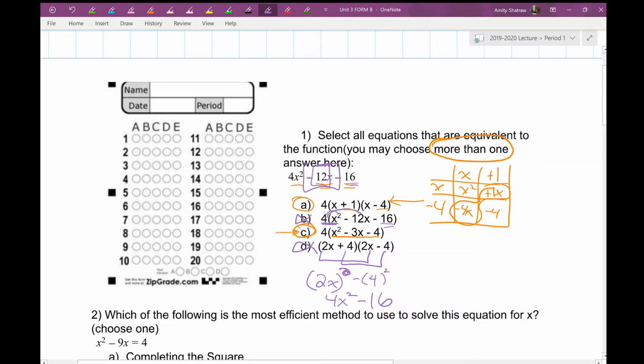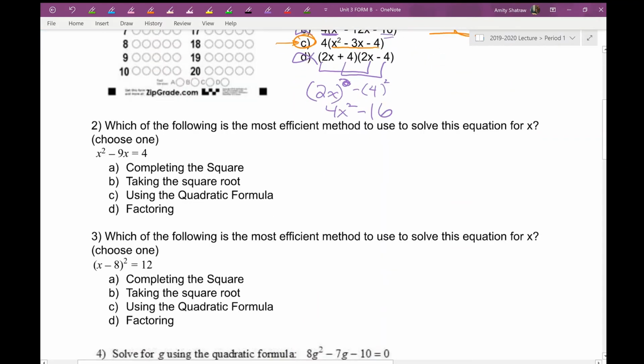Okay? So when you do a retake of this particular question, you may need to actually multiply every single thing out in order to get the correct answers. There is definitely going to be more than one, though. I'll give you that hint right now.